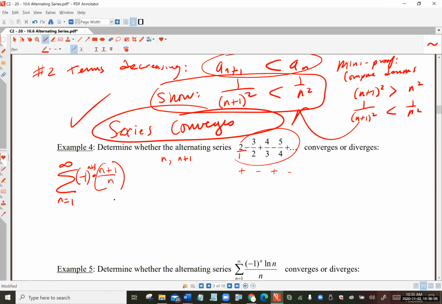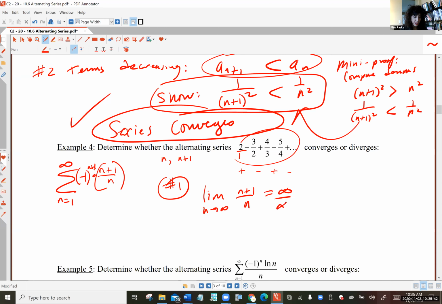Okay, so that is alternating. So we're going to use the alternating series test. Condition 1 is the limit as n goes to infinity of n plus 1 over n equal to 0. Well, when I use direct substitution, I get infinity over infinity, which means I could use L'Hopital's. Or I could use growth rates because I've got a polynomial over a polynomial and they're comparable growth rates because those polynomial degrees exactly match.